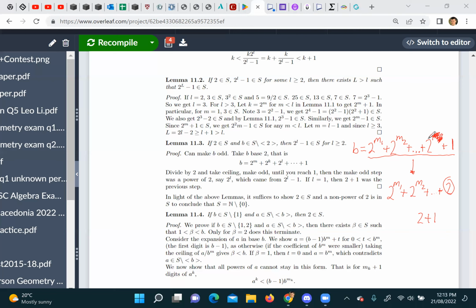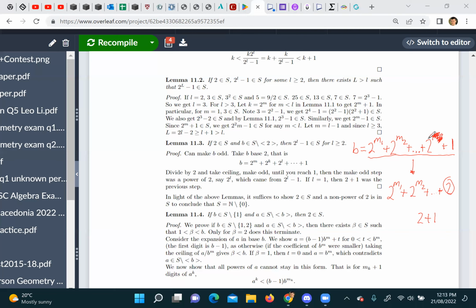Wait, does it? We could come up with a better way though, I'm pretty sure. So basically this argument is like this, yeah? You take b as binary, and then you keep dividing by 2 and ceiling it until you get to the situation where it's a 2 plus 1 at the end, yeah? And then you do it one more time, and that's when you get to an even number, right?